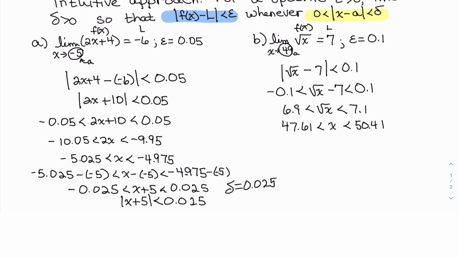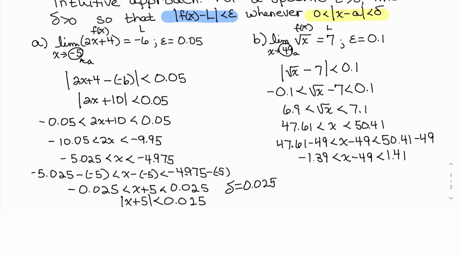Now that we've cleared it where we have x in the middle, we go look at the yellow highlighted part. And I want x minus a, and here my a is 49. So I'm going to subtract 49 from all three parts. So I have 47.61 minus 49 is less than x minus 49, which is less than 50.41 minus 49. Simplifying the left and the right, that gives me negative 1.39 is less than my x minus 49, which in turn is less than 1.41.